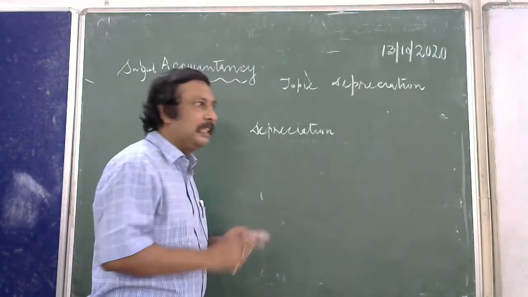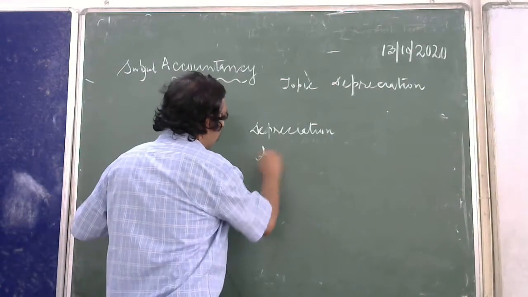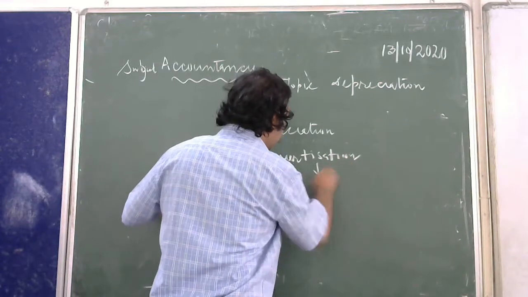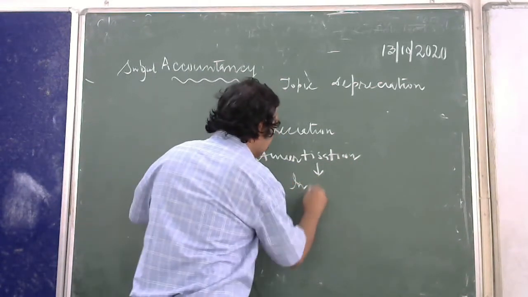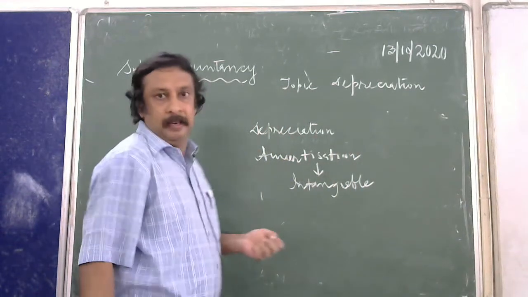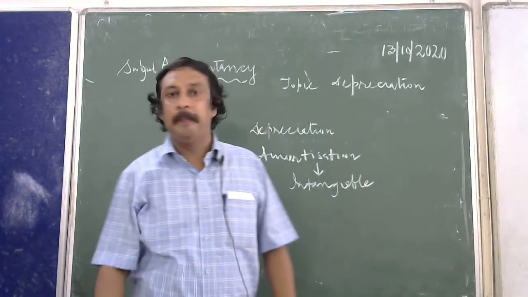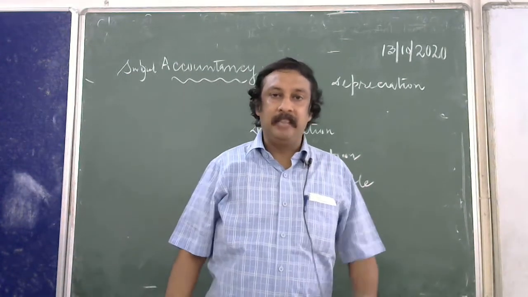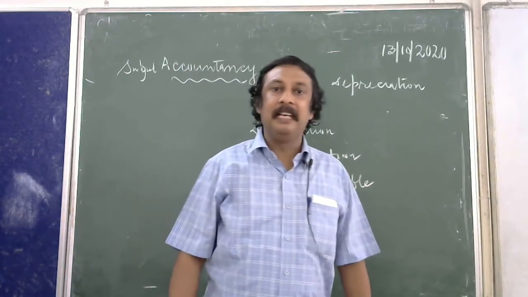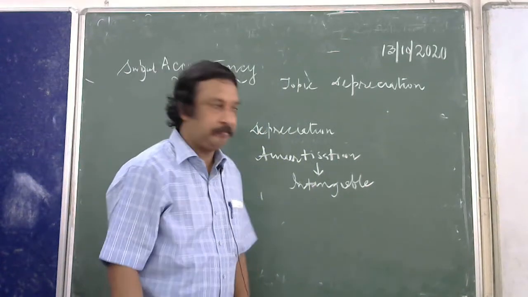Next, along with depreciation, sometimes we use the word amortization. What is amortization? Amortization is the amount written off from intangible assets like goodwill, copyright, patent, and trademark. When the amount is written off from such assets, it is called amortization.